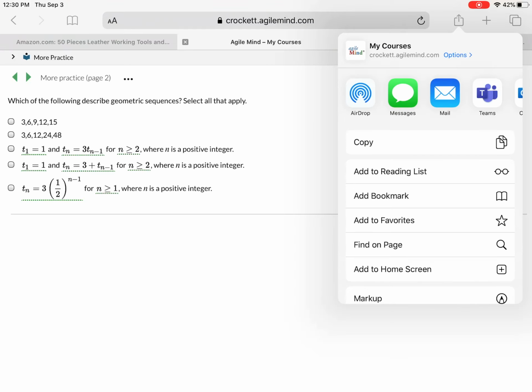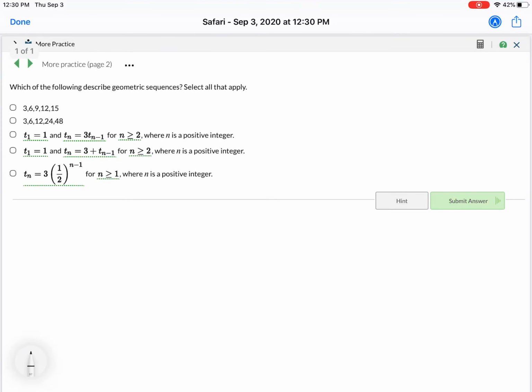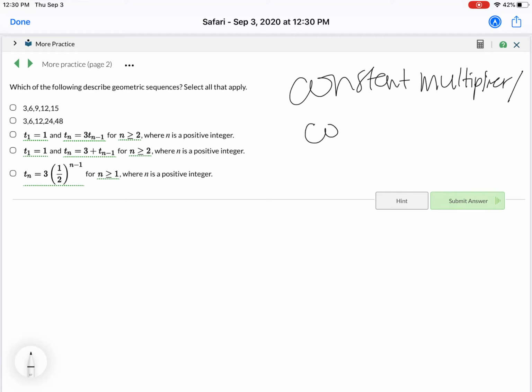All right, for number 2, you are going to be looking for a constant multiplier or the common ratio. And this also has 3 answers.